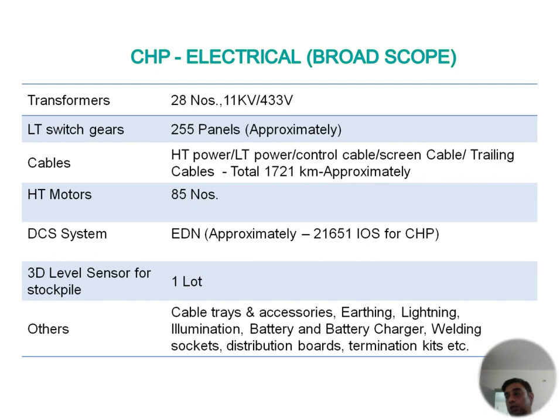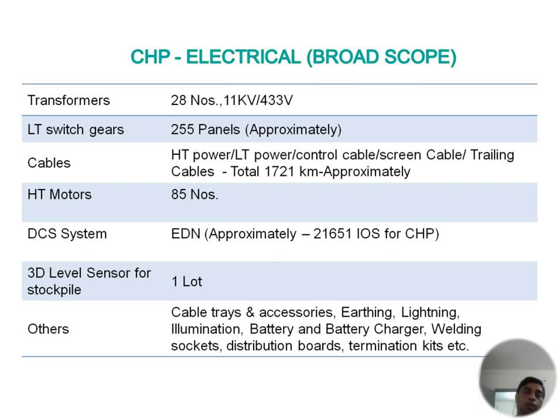In a coal handling plant, it has to be completely wired, and there is a large amount of automation involved here. So a huge electrical component is involved.